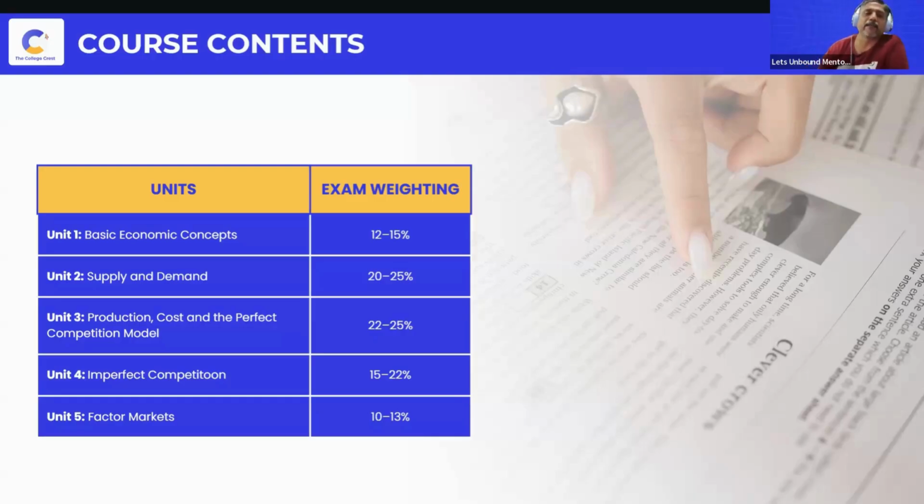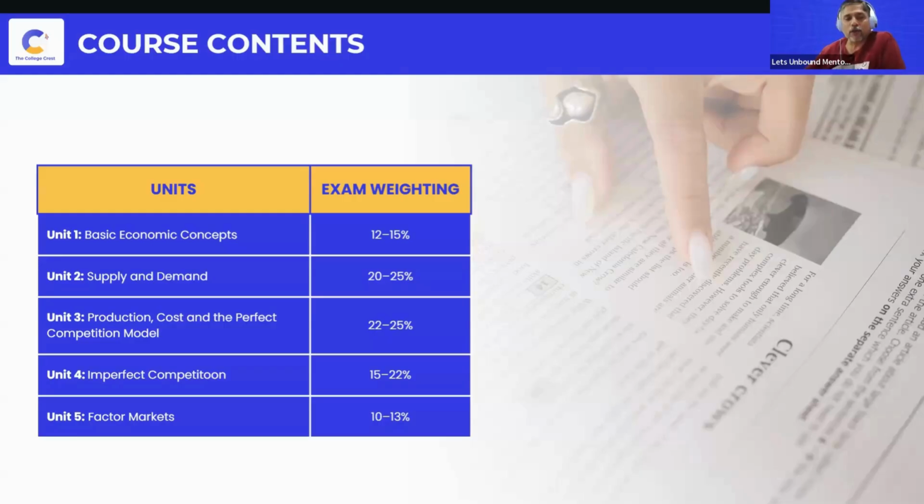Then unit number 3 is based on production, cost, and the perfect competition model. Okay, so what is a perfectly competitive market? What are the features of a perfectly competitive market? What is production, factors of production? All of that is considered in unit number 3. The exam weightage is almost 22 to 25%.